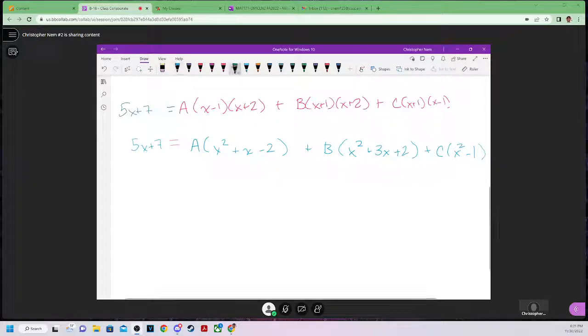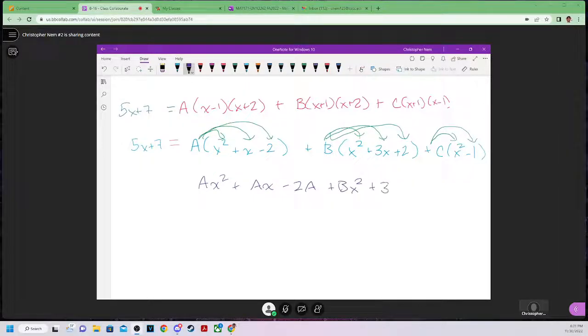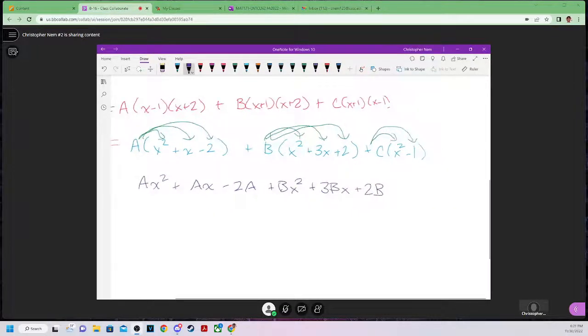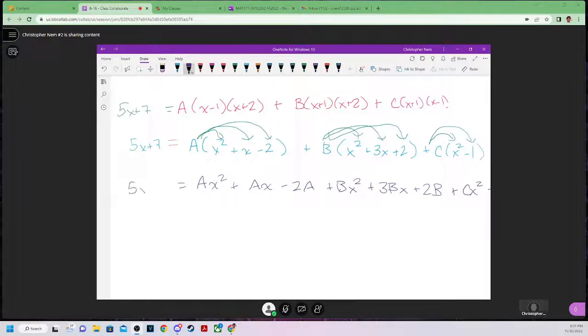Now I have this. Now I can multiply the last factor. I can distribute all of my numerators. Remember, A, B, and C are going to be the numerators of your new fractions that you decomposed into. So if I multiply these out, I get ax squared plus ax minus 2a plus bx squared plus 3bx plus 2b plus cx squared minus c is all equal to 5x plus 7.